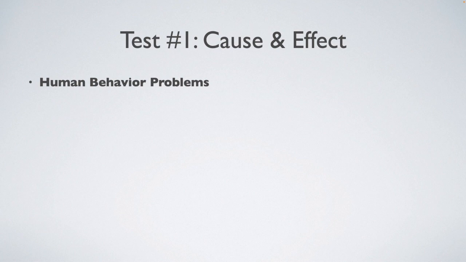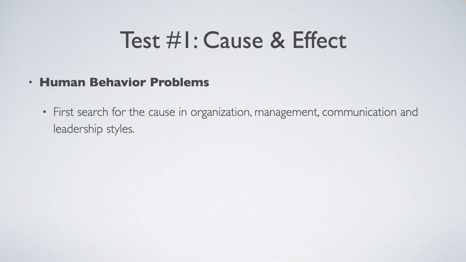successful outcome. The first thing you need to do if you identify a root cause problem that is a human behavior issue is to search for the cause in organization, management, communication, and leadership styles. In other words, first look to yourself. Be wary of pointing the finger too quick. Remember, anytime you point a finger, there's always three more pointing back at you.